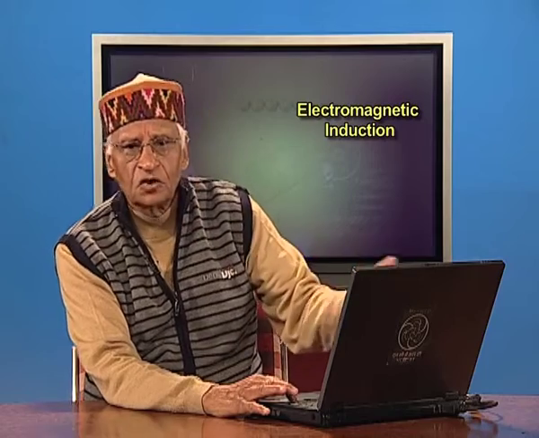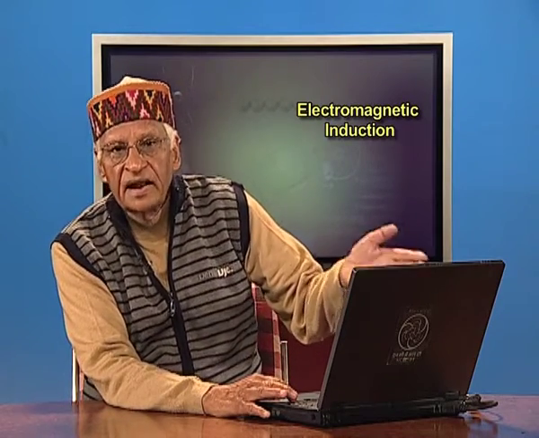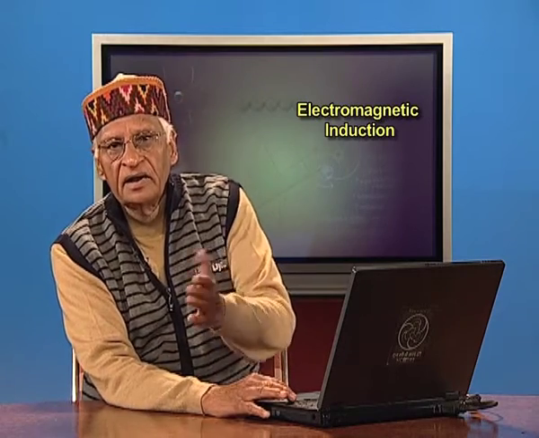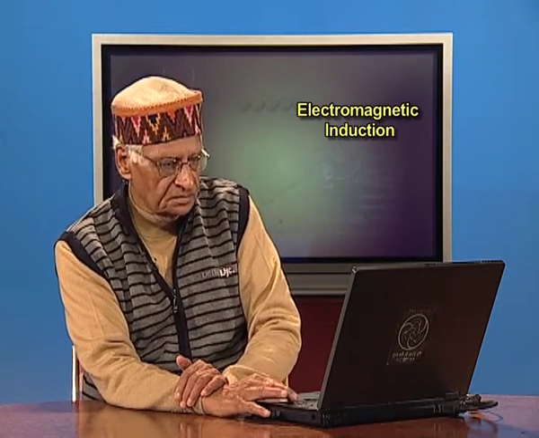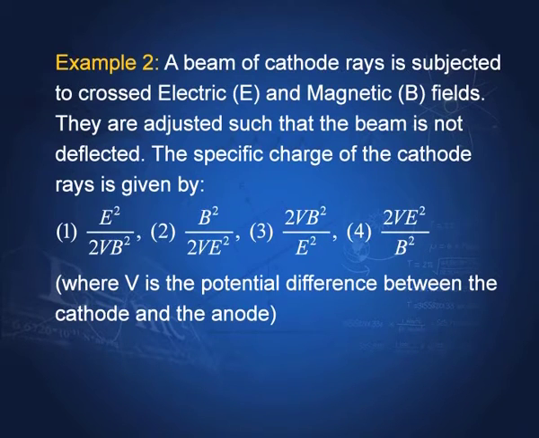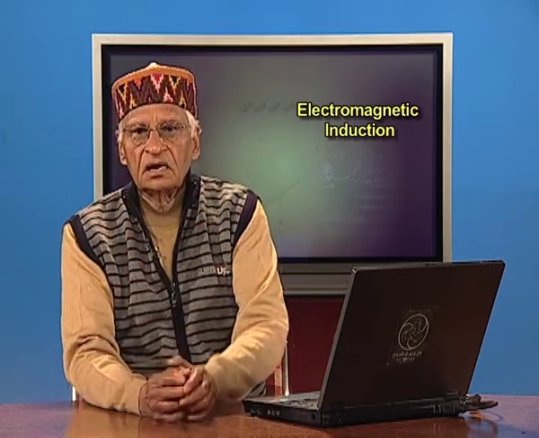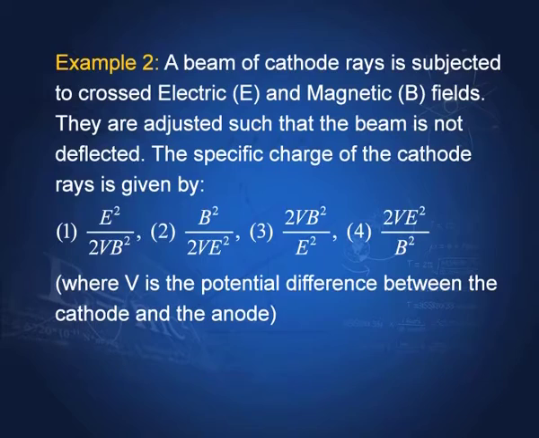So, that is the kind of question which you can get in any examination, in your own school examination, or in a competitive examination. Take another example. A beam of cathode rays is subjected to crossed electric and magnetic fields. What are crossed electric and magnetic fields? Magnetic field in this direction and electric field perpendicular to it. They are known as crossed electric and magnetic fields. They are adjusted such that the beam is not deflected.